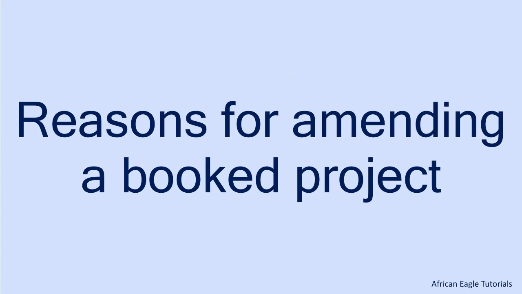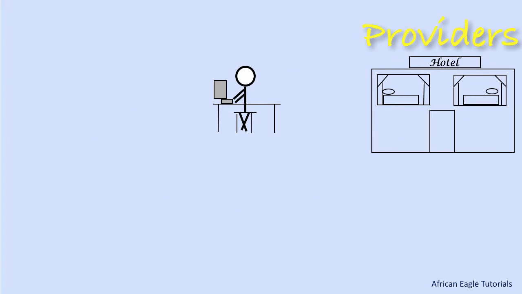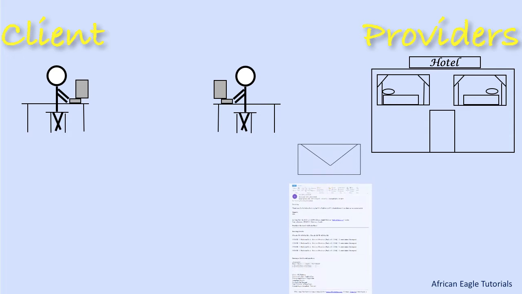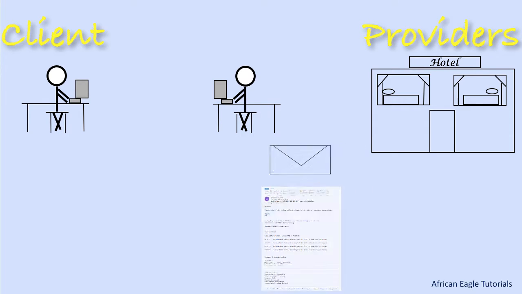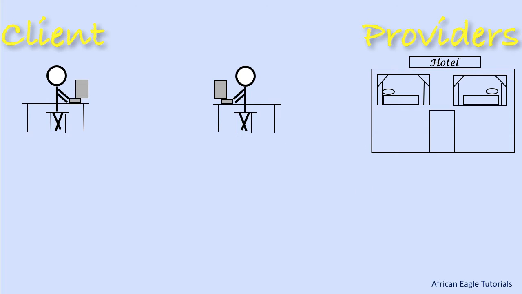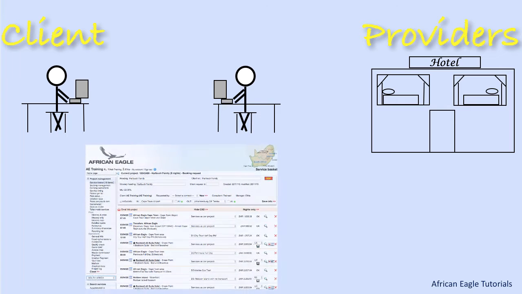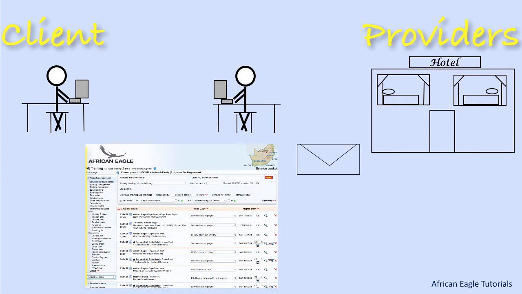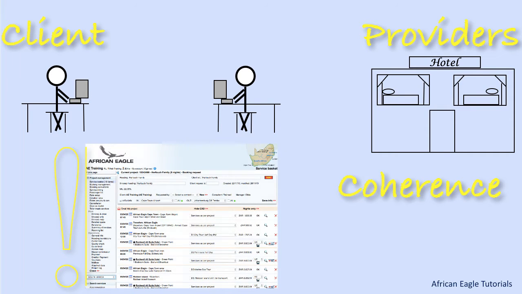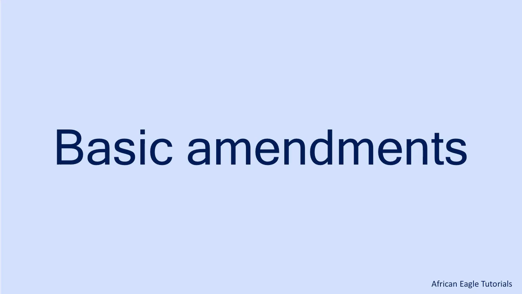It may be necessary to amend a booked project either because of providers or the client. If a provider cannot confirm a service requested, it must be replaced with what can be confirmed, or a client might request a change to the itinerary, passenger or rooming list. For a booked project, amendments will result in amendments being sent to suppliers, so they should be made in an ordered manner. It is also important to maintain the coherence of the project.